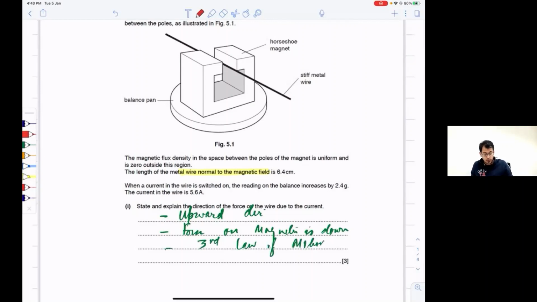And how do we know that this force is in the downward direction? Because the balance reading is increasing. Are you getting the same? I mean, did you mention the same points?